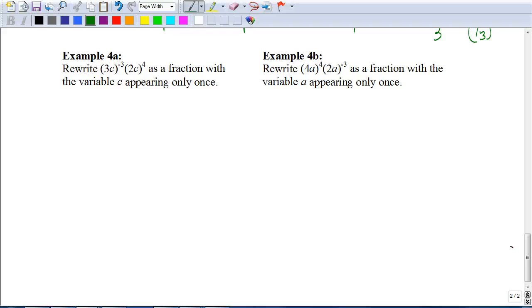One way to approach this is just to take the negative exponent part and make it positive. Well, in order to make that negative exponent positive, we're going to put it in the denominator. So the 2c, that's still in parentheses to the 4th power, is going to stay where it's at. But the 3c to the 3rd power is going to move to the denominator, making that 3 a positive exponent. So now we can go ahead and simplify this.